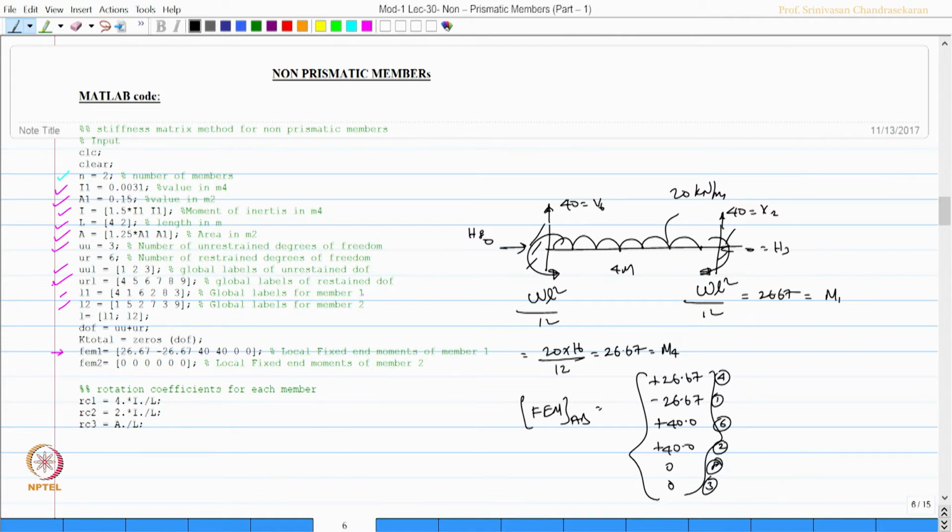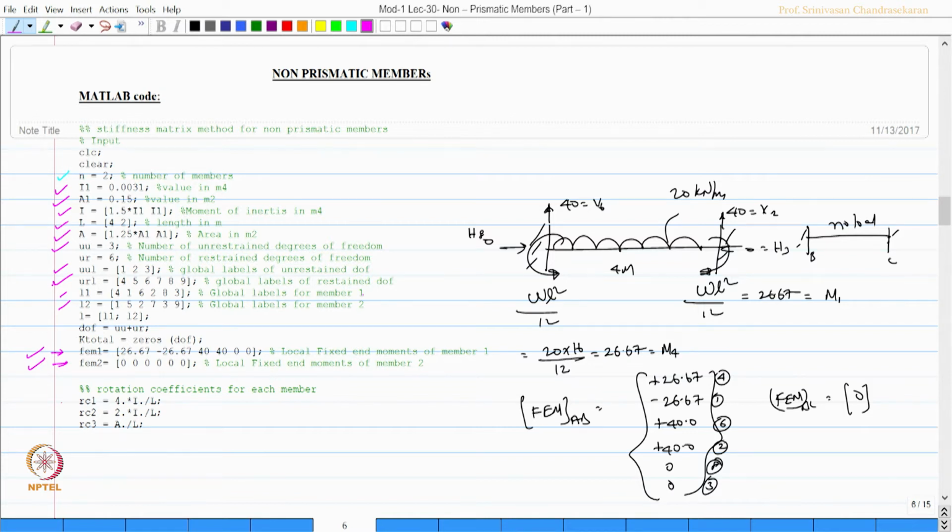Okay. If you look at span BC, there is no load, therefore, fixed end moment of span BC will be a null vector. So, that is what I entered here: 26.67, minus 26.67, 40, 40, 0, 0, and FEM2 is 0.